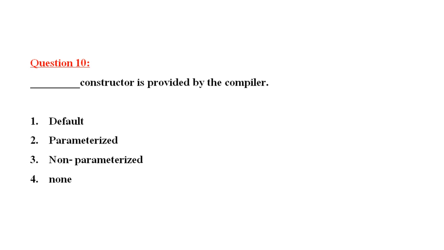So question number 10 is, dash constructor is provided by the compiler. Number 1 is default, number 2 is parameterized, number 3 is non-parameterized, and number 4 is none. The answer would be number 1. The default constructor is provided by the compiler.